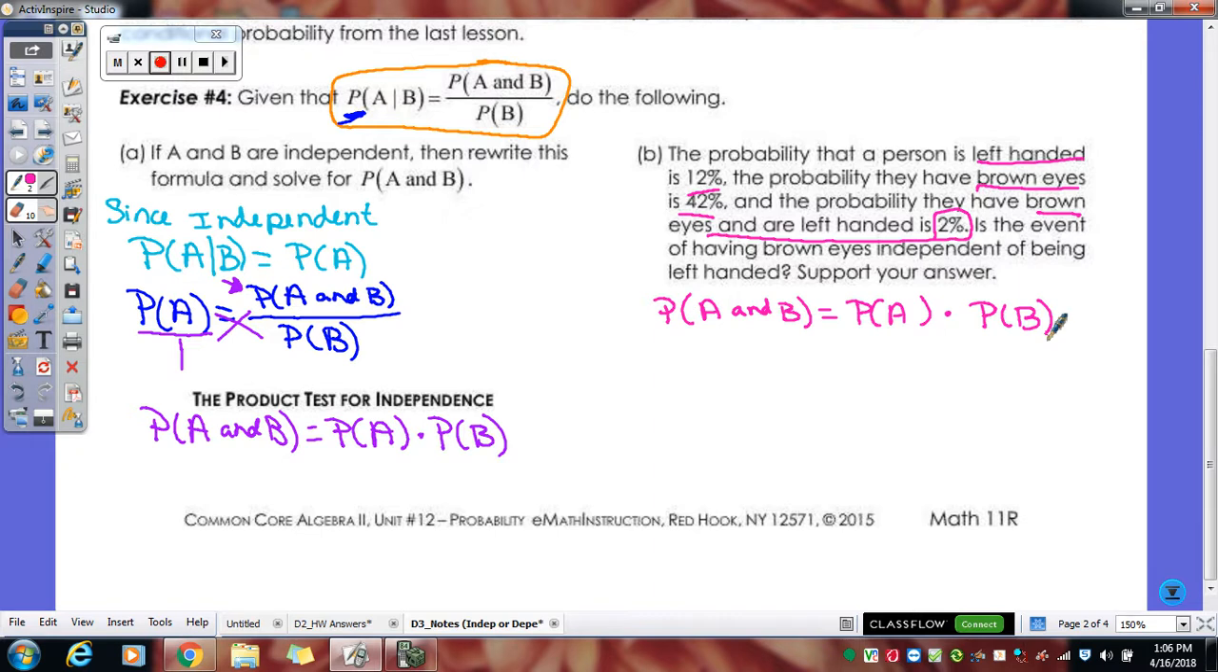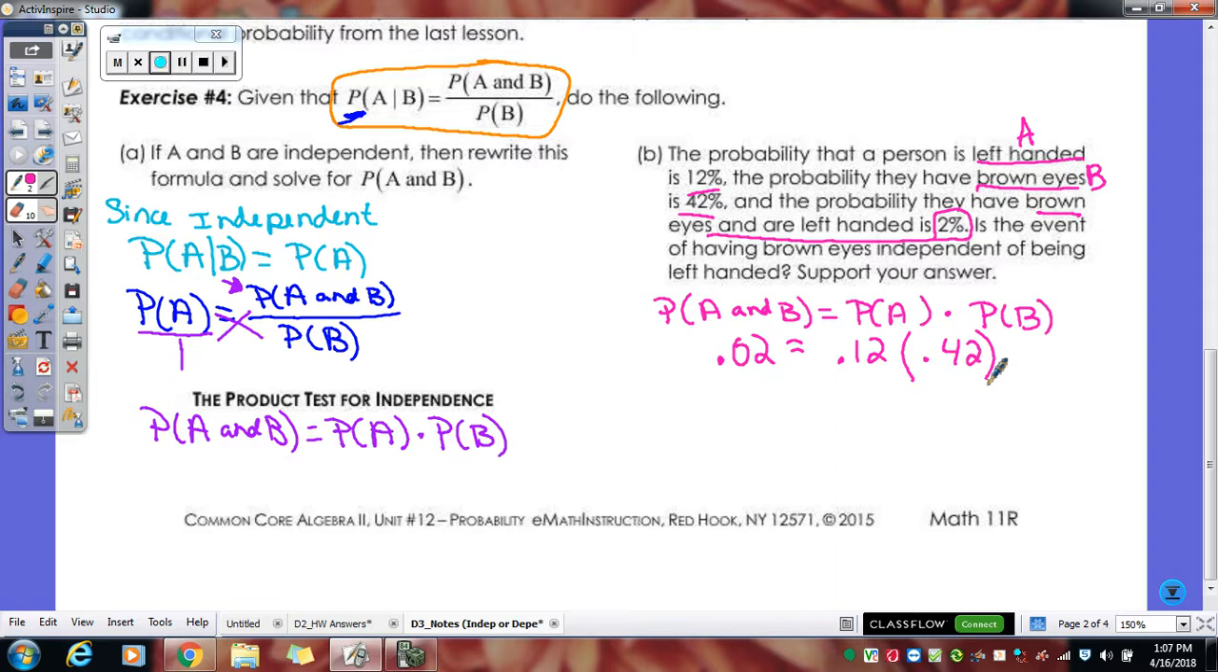So the probability of A and B would have to equal the probability of A times the probability of B. I'll call left-handed my A, and I'll call brown eyes my B, just so we have a universal one. So again, what was the probability of being brown eyes and left-handed? 2%. So probability of A and B was 0.02. Probability of being left-handed is 0.12, times the probability of having brown eyes, which would be 0.42.